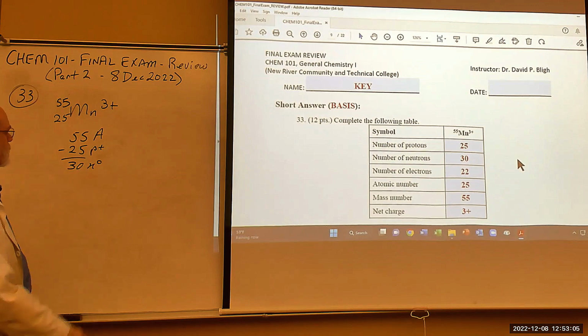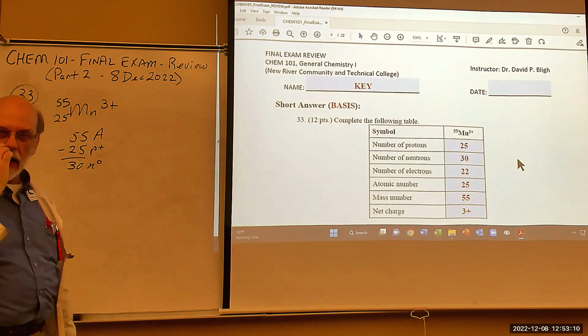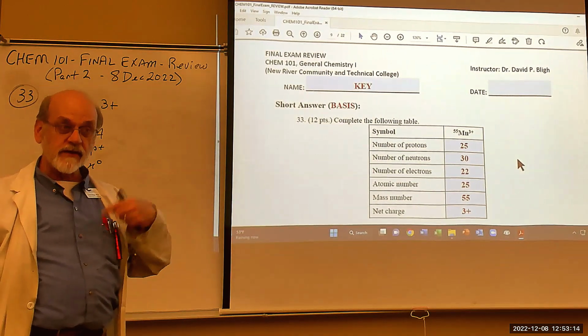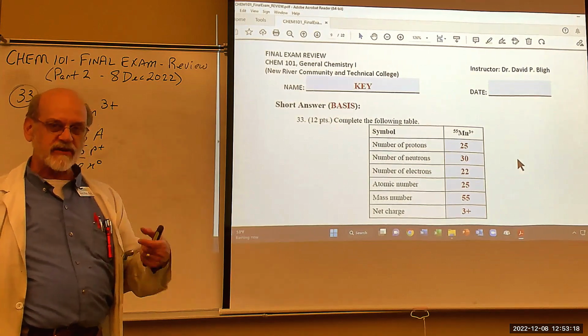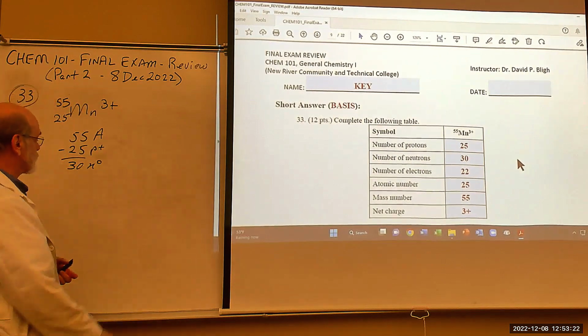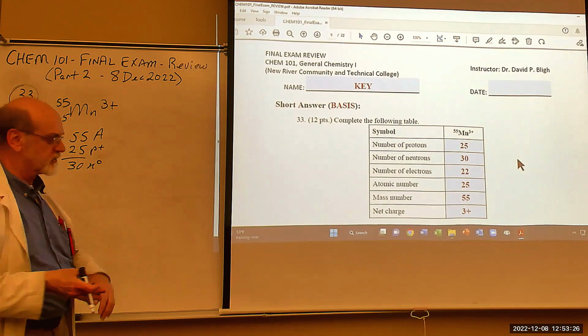Number of electrons. We have an ion. How do you make an ion? You don't change the protons. It is the balance between positives and negatives, but you can't change the protons or you'll change the element. Right? So you always get an ion from changing the number of electrons.